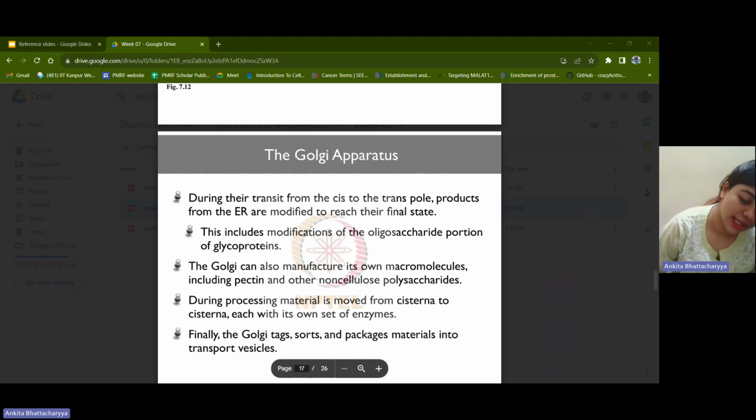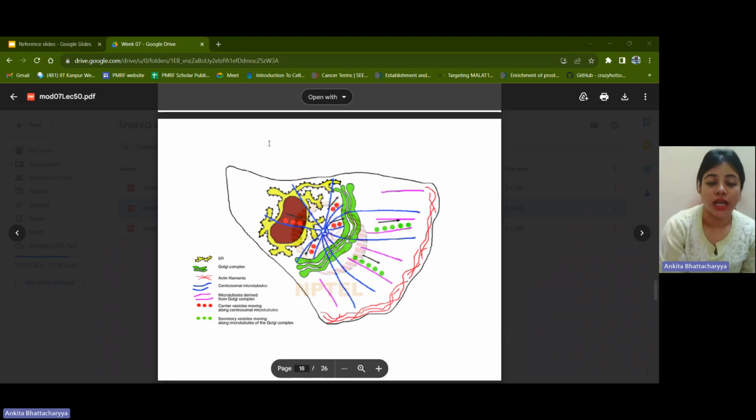Finally, what the Golgi does is that it tags the protein appropriately. It sorts it based on where it needs to go, and then it packages those materials into the transport vessel. So that is the entire composite job of the Golgi apparatus.